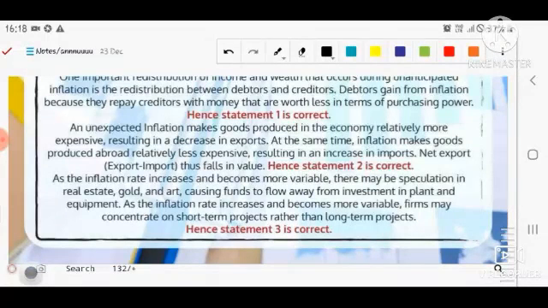As the inflation rate increases and becomes more variable, there may be speculation in real estate, gold and art, causing funds to flow away from investment in plant and equipment. As the inflation rate increases and becomes more variable, firms may concentrate on short term projects rather than long term projects. So the third is correct.